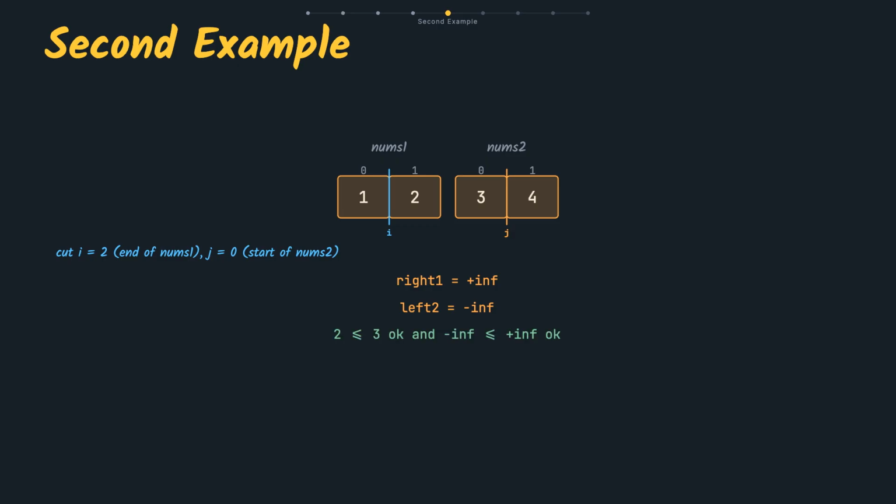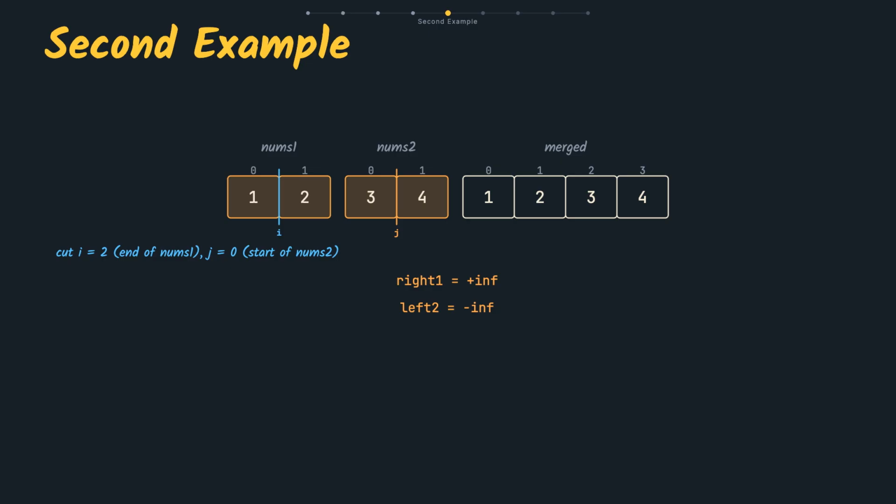Borders now, left edge 2, right edge infinity and negative infinity, right edge 3. Both checks pass. Even total this time, so the median averages the biggest left number, 2, and the smallest right number, 3. 2 and 3 average to 2.5. That matches the merged list 1, 2, 3, 4.